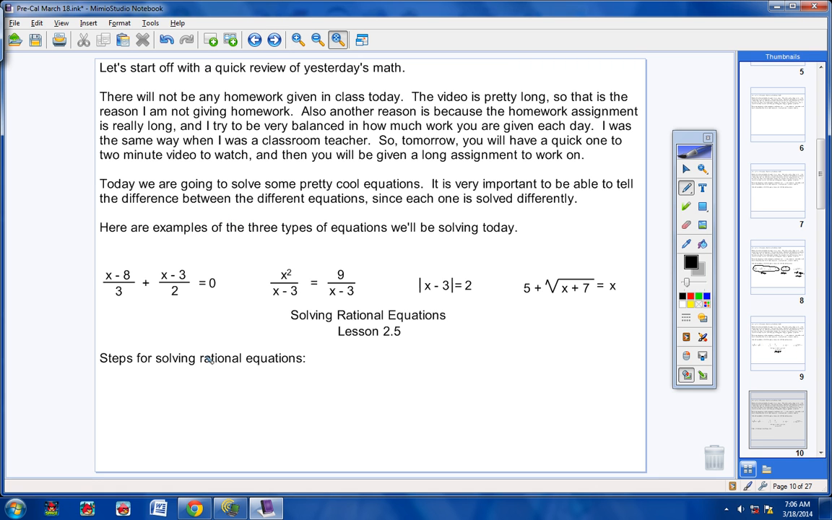Let's start off with some steps for solving rational equations. As always, I go fast. I expect you to just pause the video when you need to. And I've kind of crammed these in here. Usually I like to space them out, but I won't do that this time.